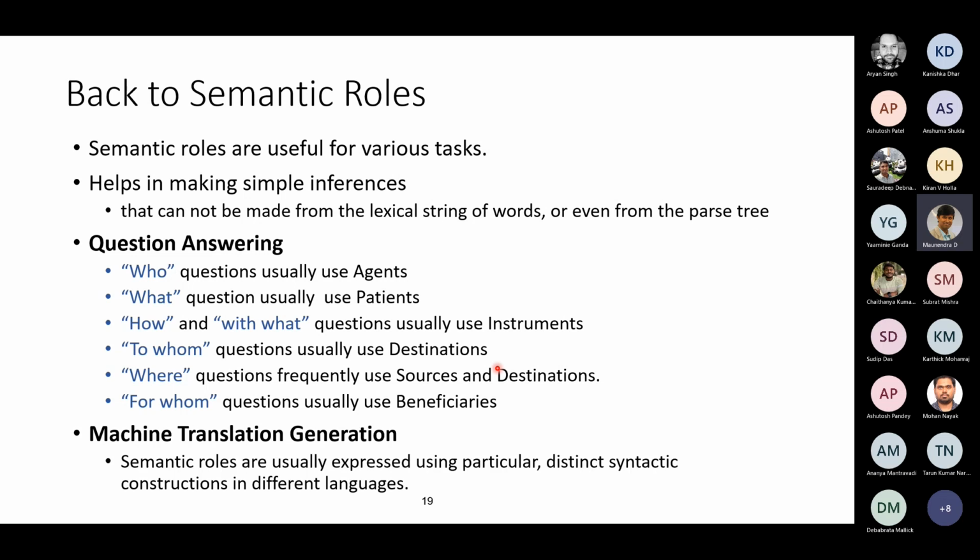In machine translation and generation also, semantic roles are usually expressed using particular distinct syntactic constructions in different languages. So the sentence in the source language and the sentence in the target language, if you look at the roles of the different parallel words in them, they should match. So that's when the translation will be a valid translation.